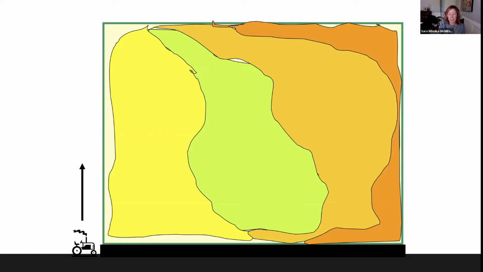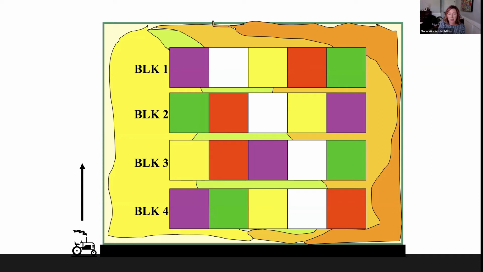You might have a field that looks like this. And this really doesn't address any of the topographic things that we were talking about with our discussion last week. So when you put this kind of block design on it, you're getting a lot of variability underlying it, but you're creating a situation where you're equally likely for the green block, for example, let's follow it, to be in multiple different types of soil.